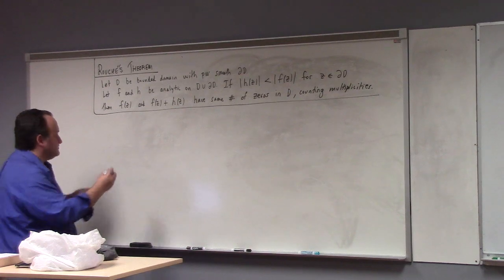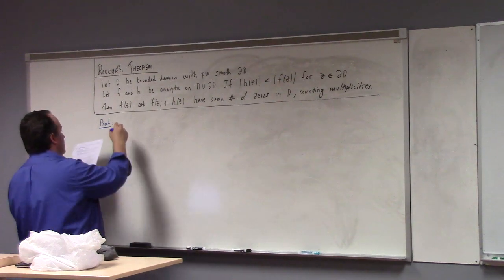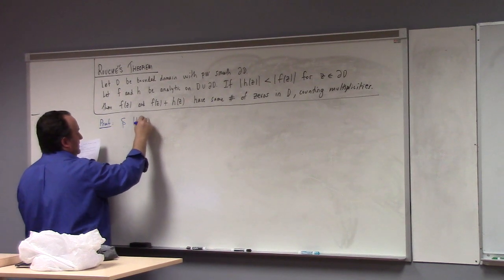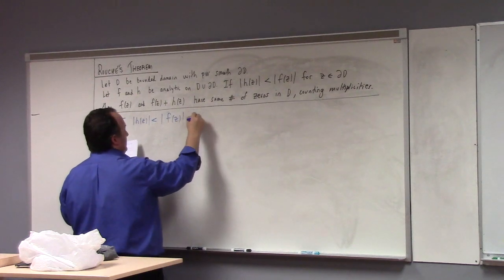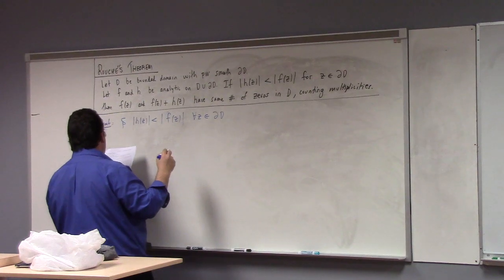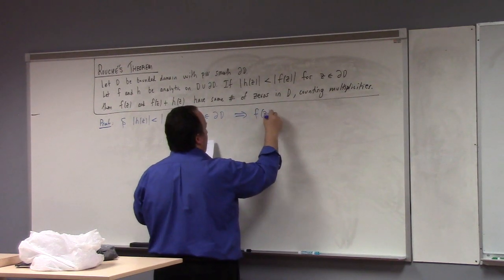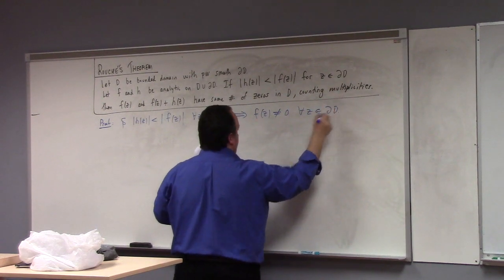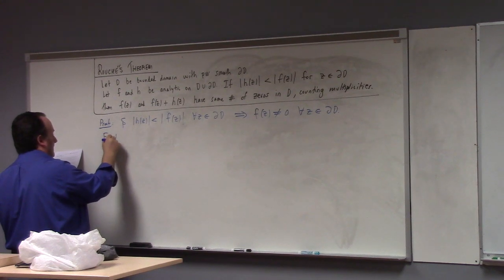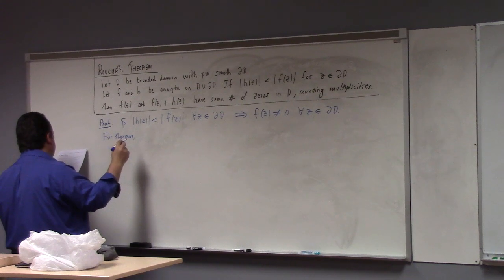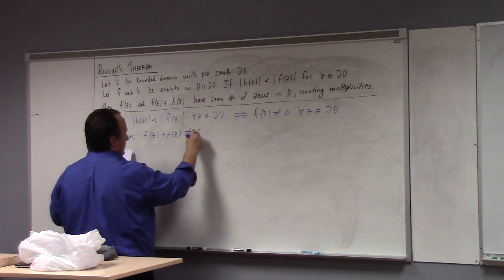All right, so here's the proof. So we begin with our assumption that the modulus of h of z is strictly less than the modulus of f of z, all right, for all z in the boundary of D. And I say that that implies that f of z is not equal to 0 for all z in the boundary of D. Furthermore, f of z plus h of z is not equal to 0 on the boundary of D.